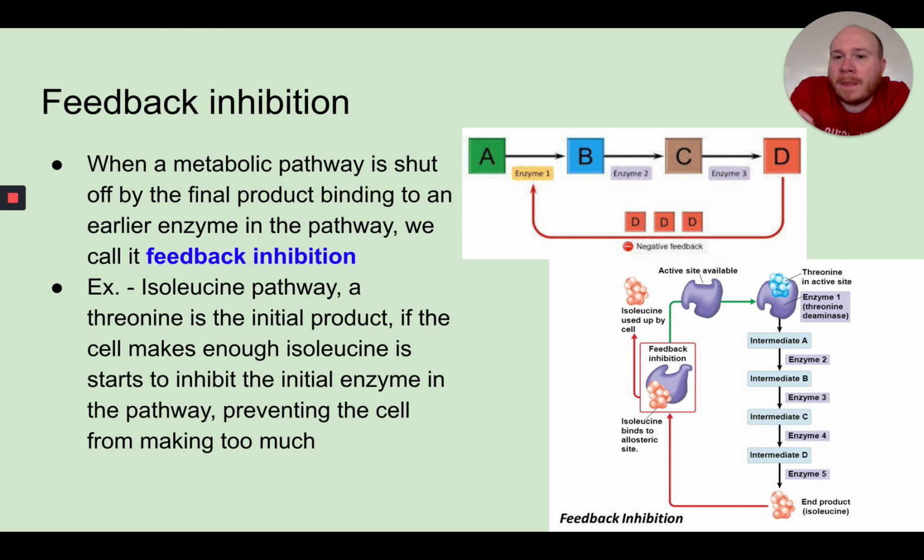It's an amino acid. And if the cell makes enough isoleucine, it starts to inhibit the initial enzyme in the pathway, preventing the cell from just continuing to make isoleucine. We only need so much of it to make proteins, and if we keep making more and more, we're using up all of our threonine, and we're making an amino acid we don't need anymore, and that would be bad. So instead, isoleucine just blocks the first enzyme and prevents the reaction from continuing until all the isoleucine's used up, and now we can go back to the reaction opening up.